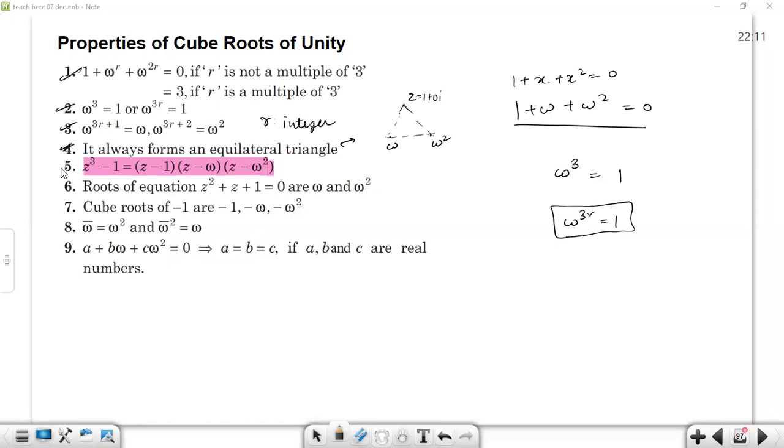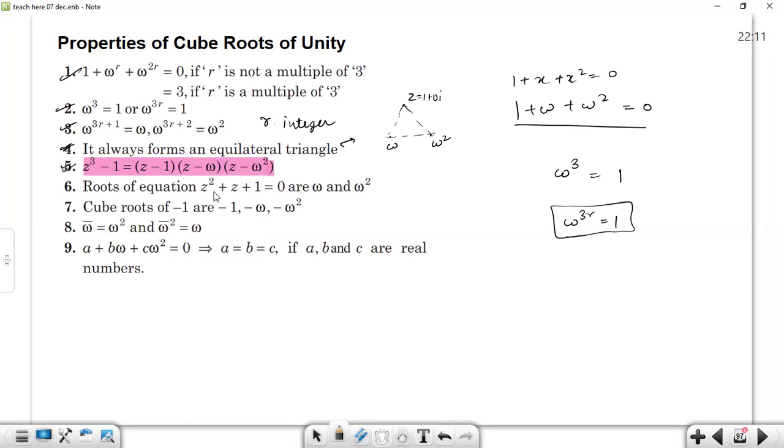Discussing the next property, z cube minus 1 is equal to zero. If there are three roots of it, 1, omega and omega square, definitely the equation can be written in this format. Clear? Any doubts? Let's come to the next property.